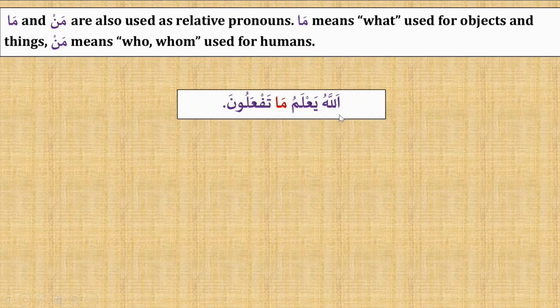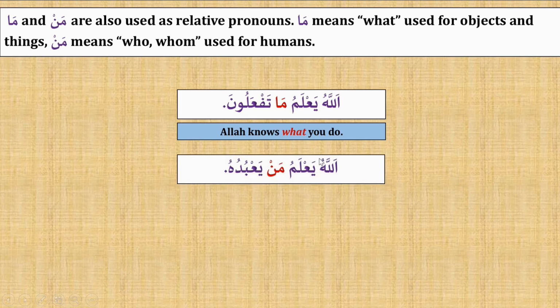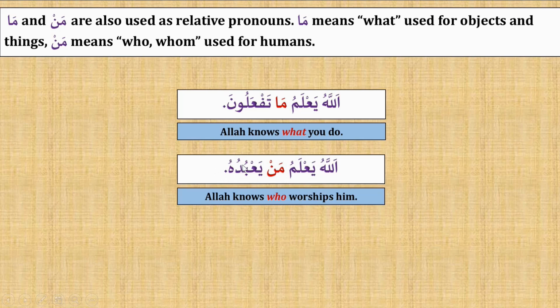Examples: الله يعلم ما تفعلون. Allah knows what you do. يعلم, knows. ما, what. تفعلون, you do. It's also a relative pronoun. الله يعلم من يعبده. Allah knows who worships him. من, who. يعبده, worships him.